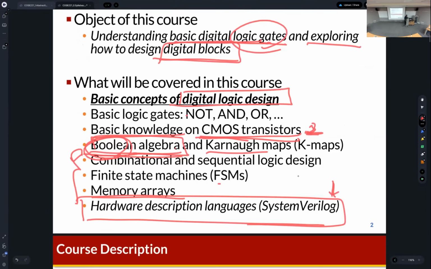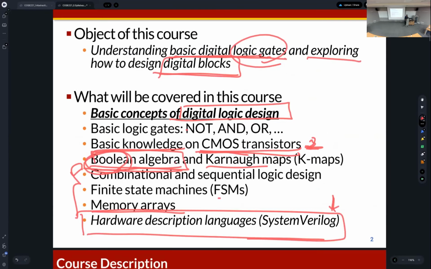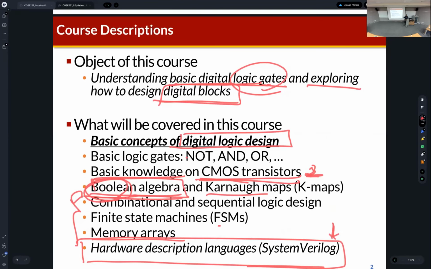But don't worry about the new programming language. SystemVerilog is very similar to C or C++, but it's simpler than C or C++, right? But some other concepts are included in the SystemVerilog language.